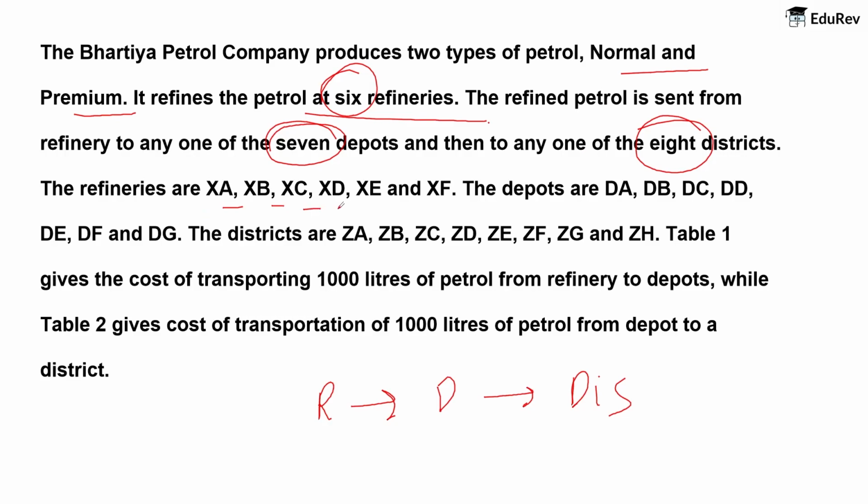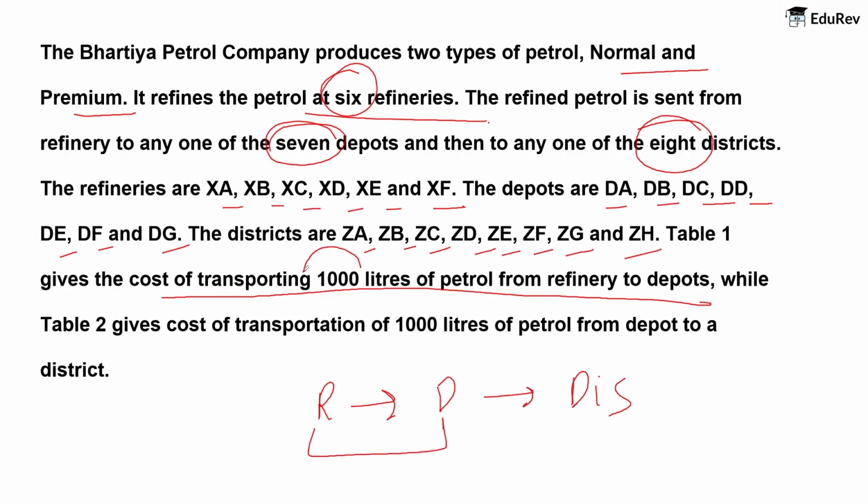Refineries are XA, XB, XC, XD, XE, and XF. Depots are DA, DB, DC, DD, DE, DF, and DG. Districts are ZA, ZB, ZC, ZD, ZE, ZF, ZG, and ZH. So you are given six refineries, seven depots, and eight districts. Table 1 gives the cost of transporting 1000 liters of petrol from refinery to depot. Please keep in mind the value is for 1000 liters, while table 2 gives the cost of transporting 1000 liters of petrol from depot to district.